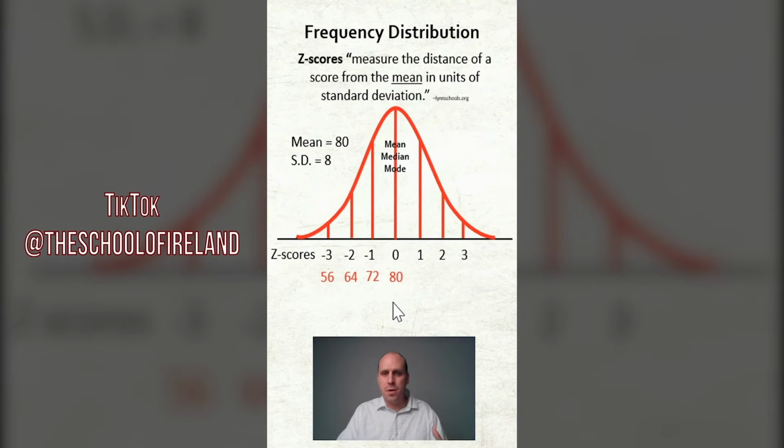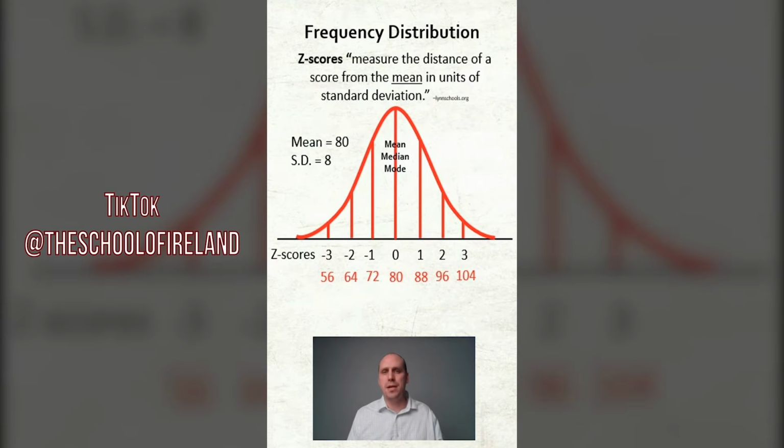So now let's come back to the middle, and we're going to move to the right 1 unit of standard deviation. So 80 plus a standard deviation of 8 is 88. We're then going to add 8 more to 88 for 96. And then we're going to move 1 last unit of standard deviation to the right. So 96 plus the standard deviation of 8 is 104.